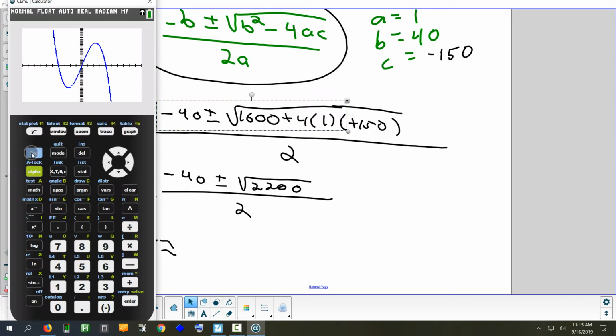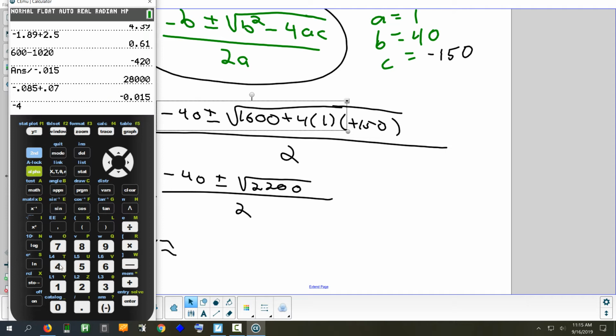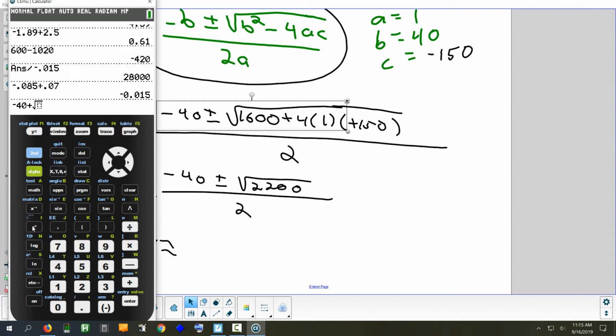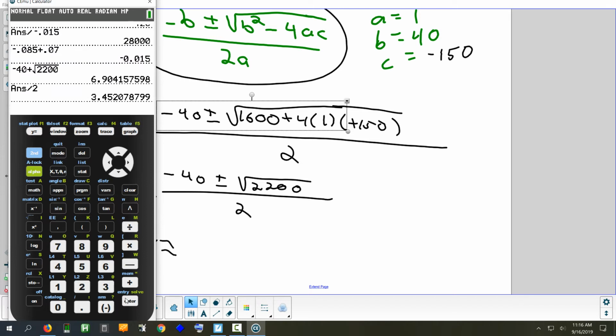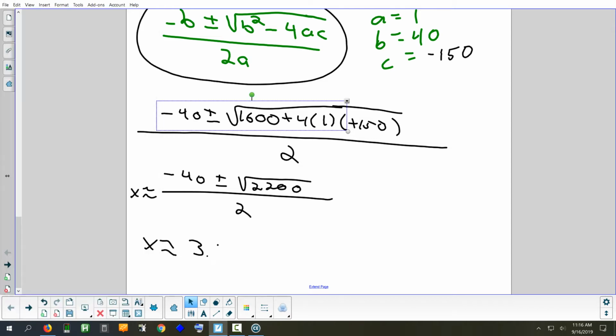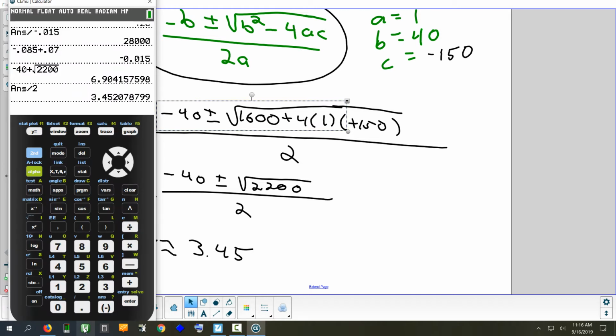I'm going to do the top first, so negative 40. I'm going to do the plus square root of 2,200. And when you do the top, you get that. And then divide by 2. So about 3.45. Now, let's do the other answer. Negative 40 minus the square root of 2,200.